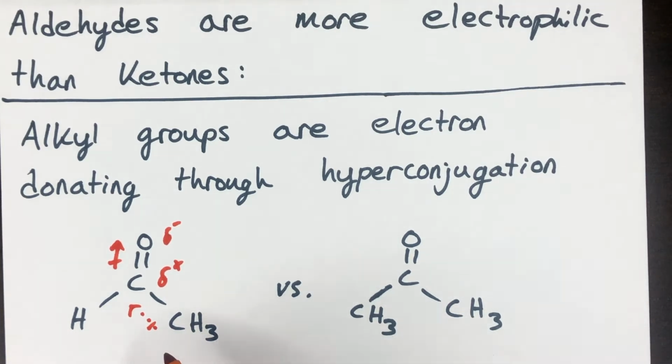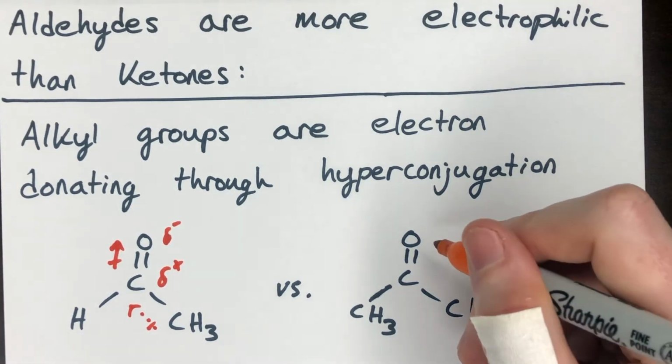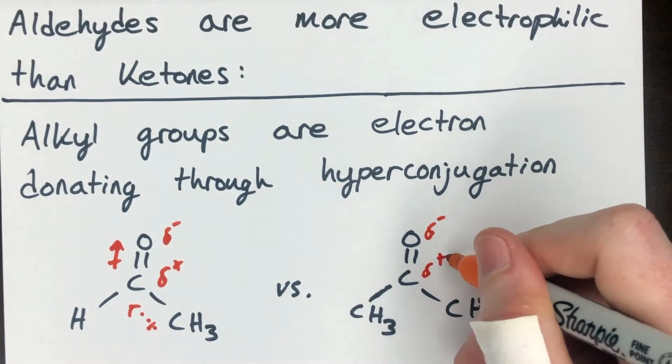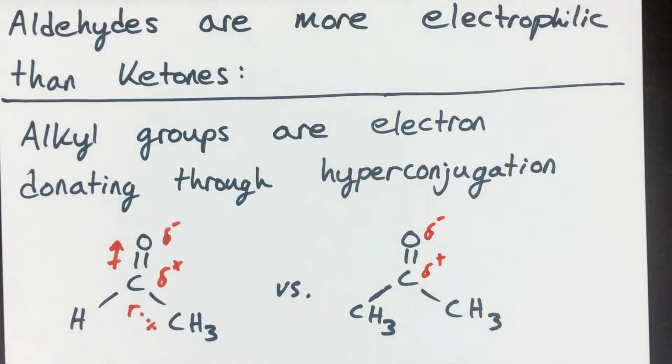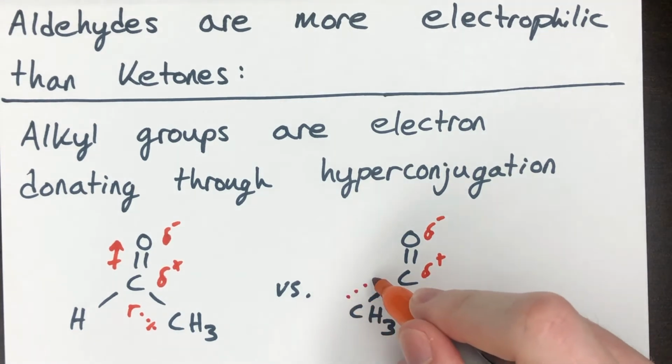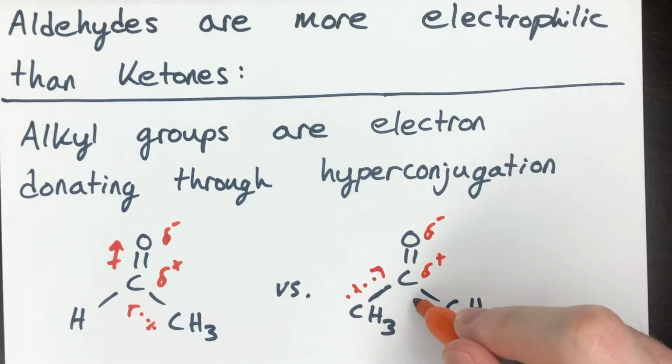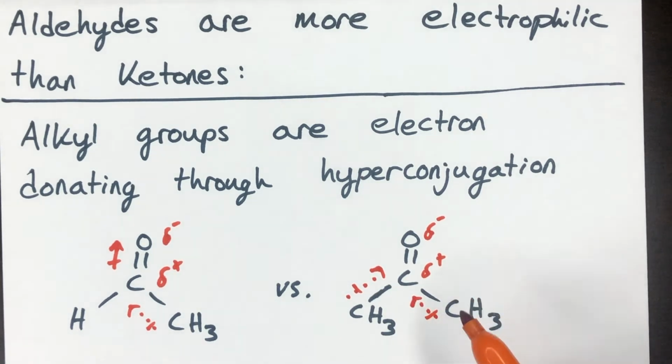So now if you compare that to a ketone that has two alkyl groups, you have this hyperconjugation occurring twice. So again, you have the dipole of the carbonyl oxygen to the carbonyl carbon, making this electrophilic to begin with, but then you have two alkyl groups that are electron donating through hyperconjugation, which again stabilizes that partial positive charge on the carbonyl carbon, which makes it less electrophilic.